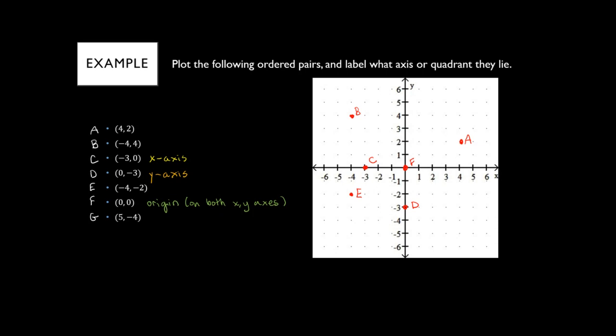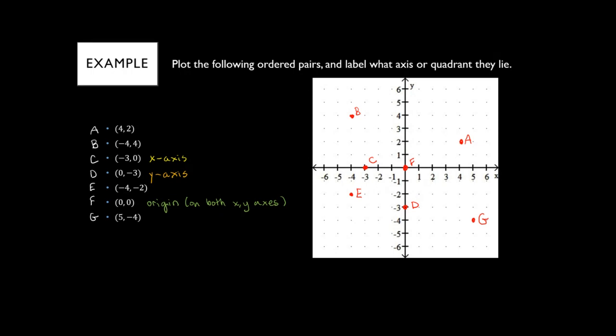And then G, we have 5. So I'm going to go to the right to 5, and then -4. So I go down to -4, and that is G. So now let me go back in. I labeled all the axes, which were on the x, which were on the y, or on both. Now let's go in and take a look at our quadrants.